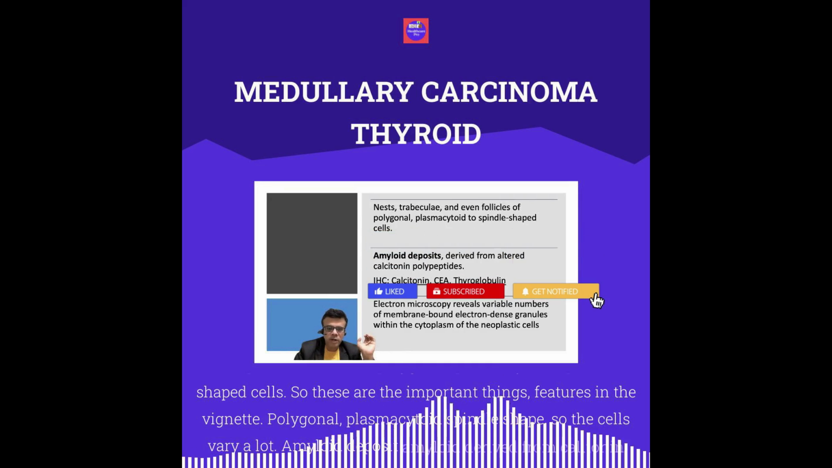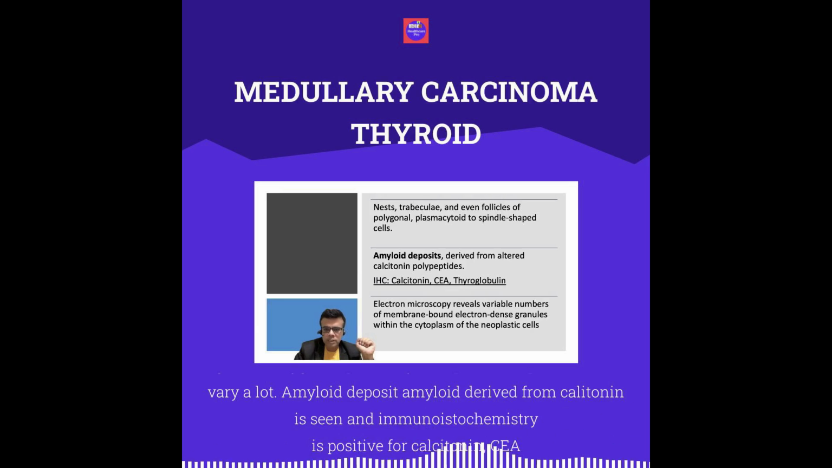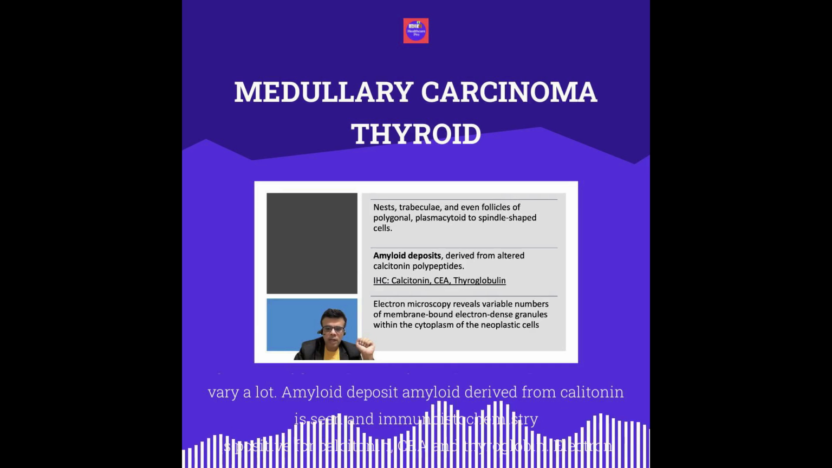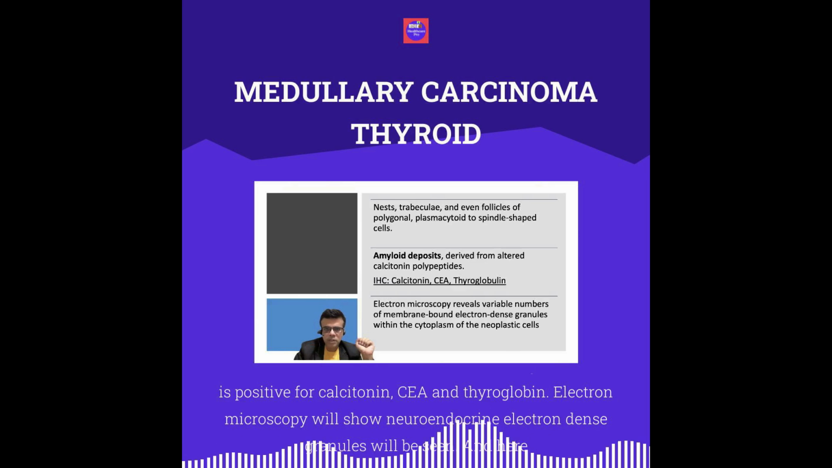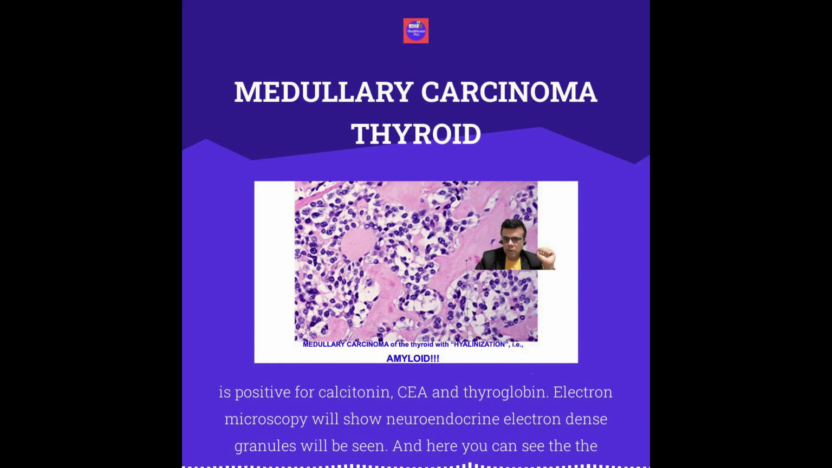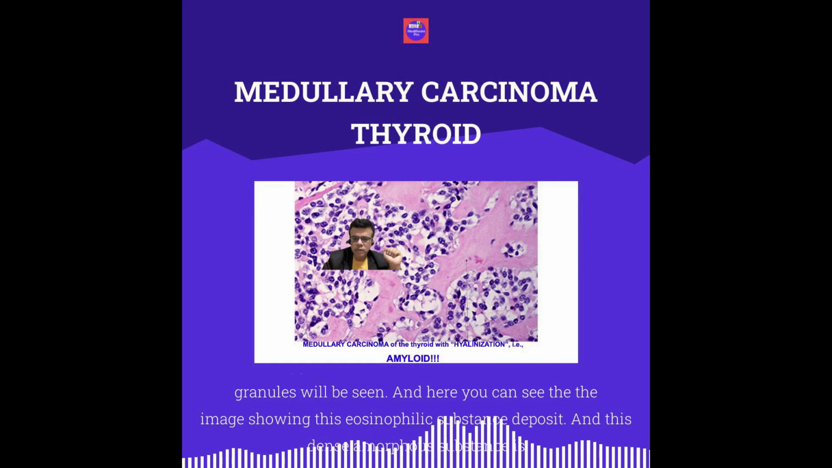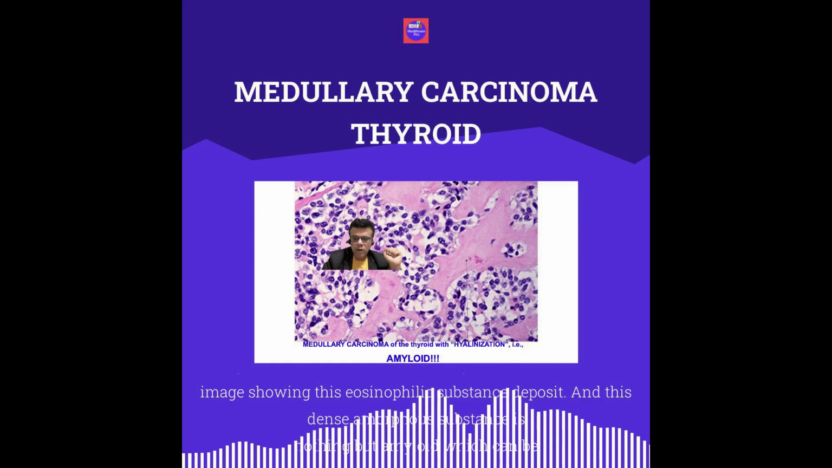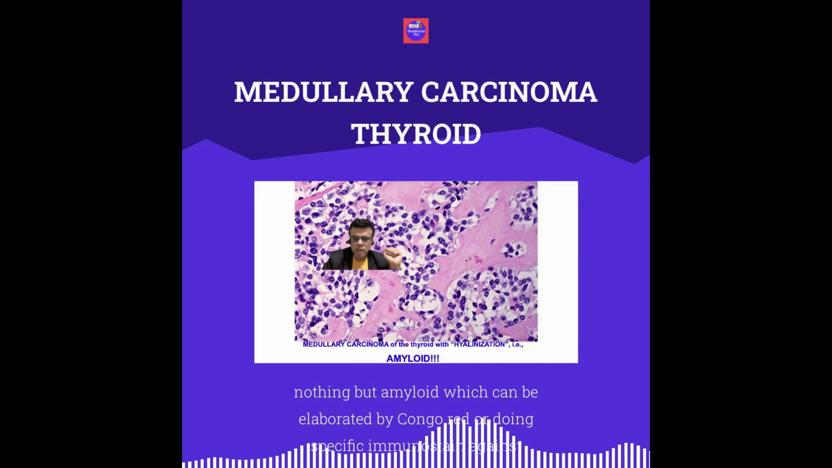Amyloid derived from calcitonin is seen, and immunohistochemistry is positive for calcitonin, CEA, and thyroglobulin. Electron microscopy will show neuroendocrine electron dense granules. And here you can see in the image this hyalinization-like feature, an eosinophilic substance deposit, and this dense amorphous eosinophilic substance is nothing but amyloid, which can be demonstrated by Congo red or by doing a specific immunostain against calcitonin.